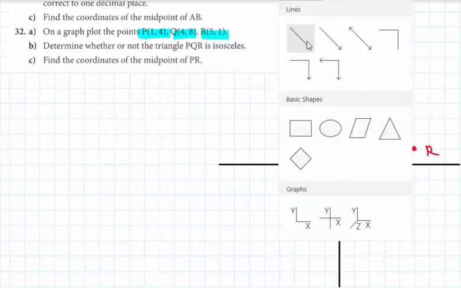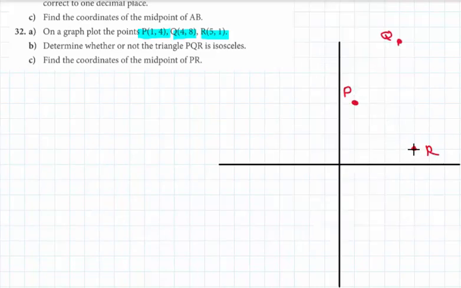Now let's join them to see the triangle. This is the triangle. Part B, determine whether or not the triangle PQR is isosceles. We need to find the length of this side. These two sides look like they have the same length, because definitely this side is longer than these two sides. Then let's find the length of these two sides.